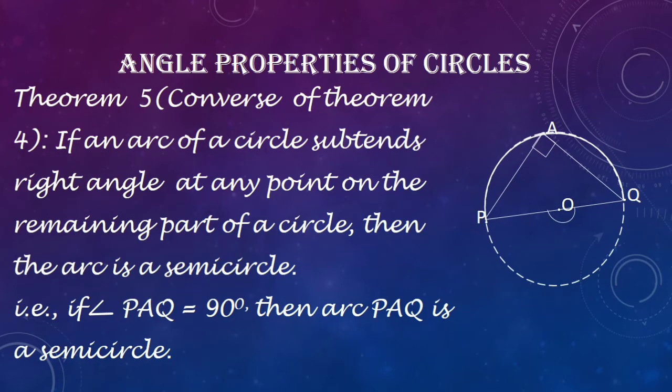Theorem 5. This is the converse of theorem 4. If an arc of a circle subtends a right angle at any point on the remaining part of the circle, then the arc is a semicircle. That is, in the figure, the dotted arc PQ subtends an angle PAQ at the remaining part of the circle. That means the dotted arc PQ is a semicircle, and the remaining part of the circle, that is the arc PAQ, is also a semicircle.